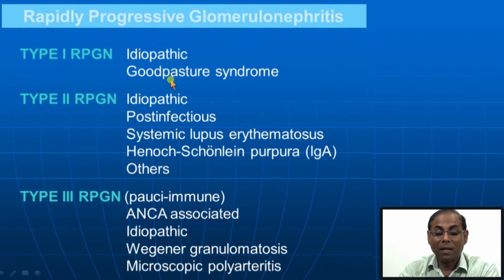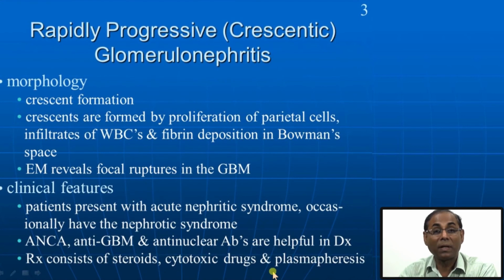Now, this is the summary. Type 1 is idiopathic or Goodpasture syndrome. Type 2 is idiopathic, post-infectious, systemic lupus erythematosus, Henoch-Schönlein purpura also. So, immune complex mediated disease is associated with RPGN. Type 3 is post-immune, ANCA associated, idiopathic. There may be Wegener's granulomatosis and microscopic polyarteritis. They are collagen vascular diseases.